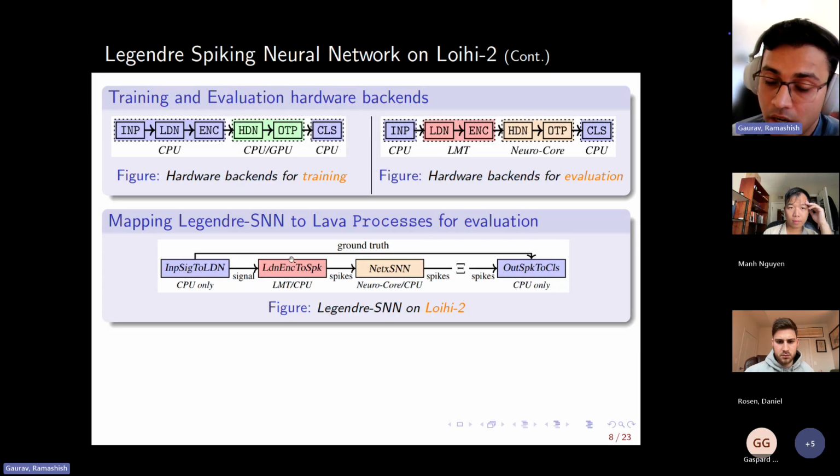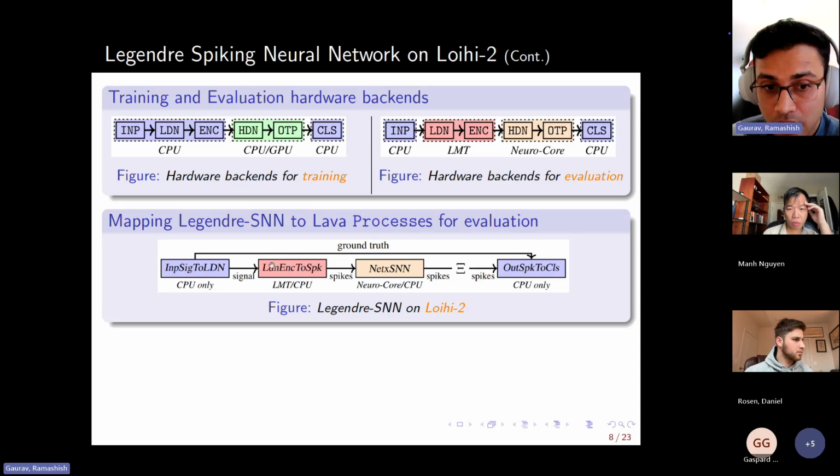Also, definitely keep in mind that this mapping was done after you have trained the Legendre-SNN on the GPU. So this mapping is only for inference purposes on the Loihi-2 neuromorphic chip. The input signal to LDN process sends its signal to the LDN encoding to spike process.